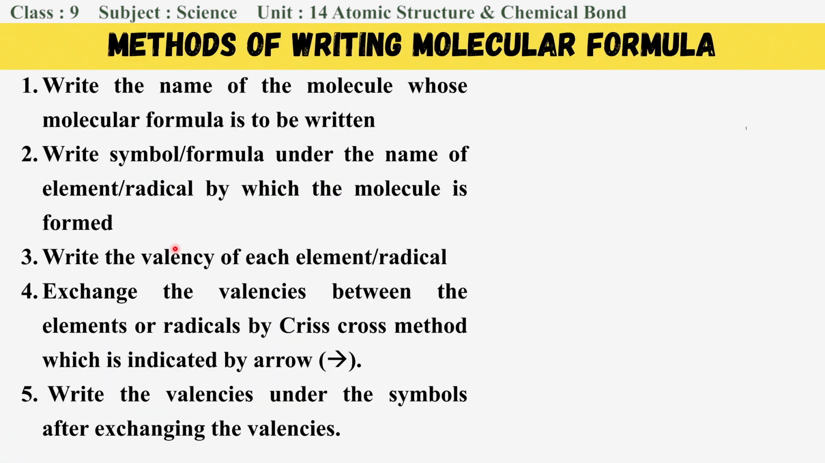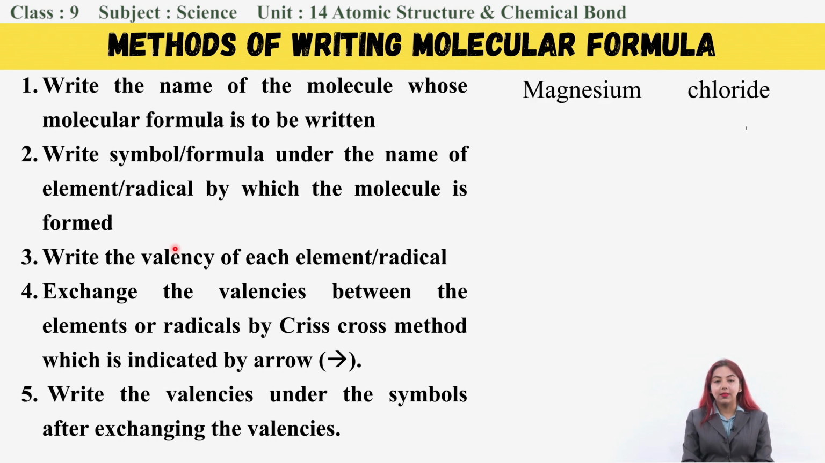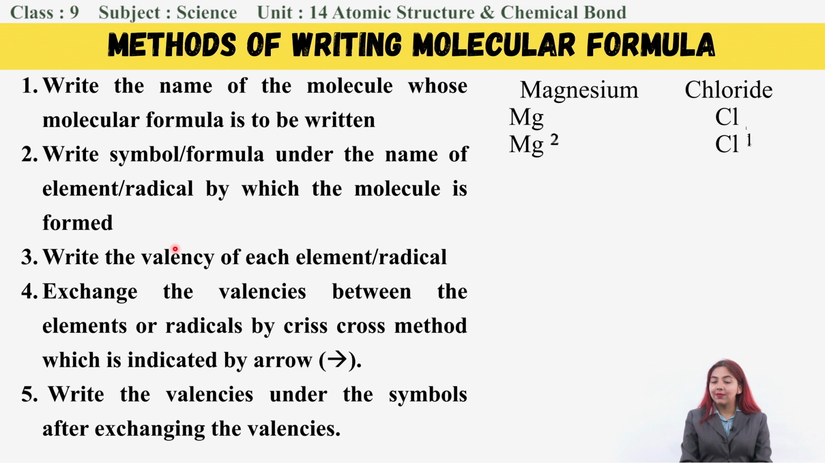Now, let us revise the rule again so that you will remember it. So, the first rule was you should write the name of the molecule whose molecular formula you are writing. So, let us take an example of magnesium chloride. So, the name is magnesium chloride. The second step is you should write the symbol if it is an element or formula if it is a radical. So, since these both are elements, we should write the symbol magnesium Mg, chloride Cl. Now, the third step is the valency of each of these elements. So, magnesium has valency 2 and chlorine has valency 1.